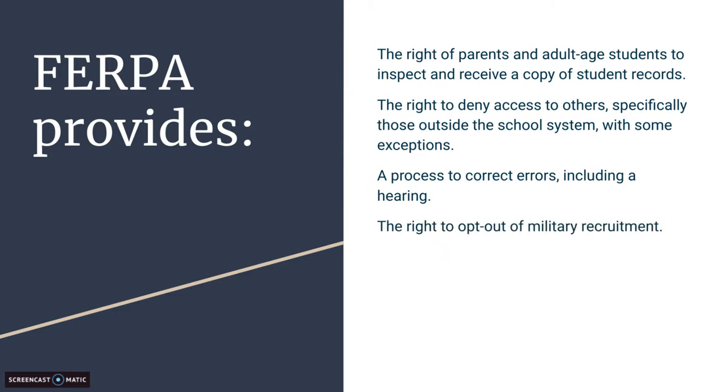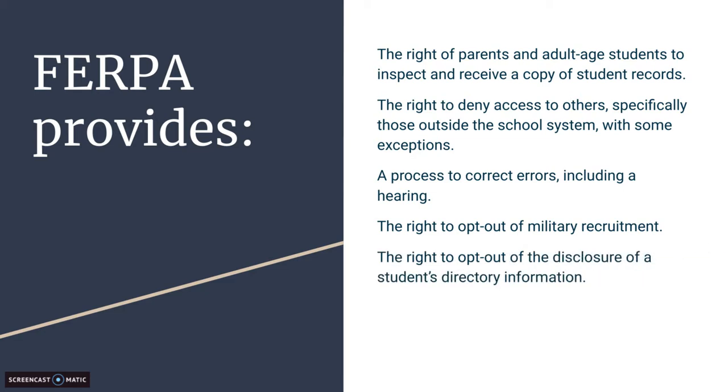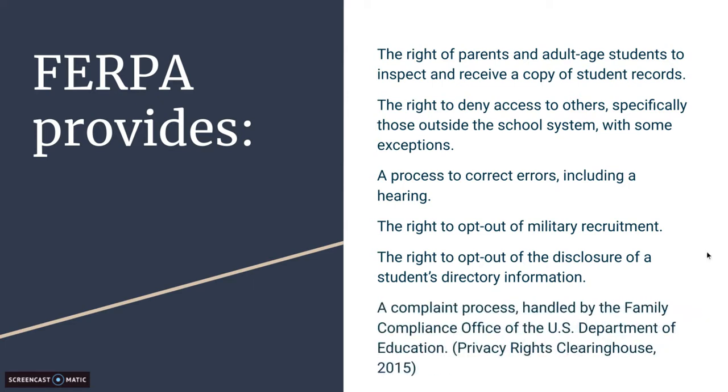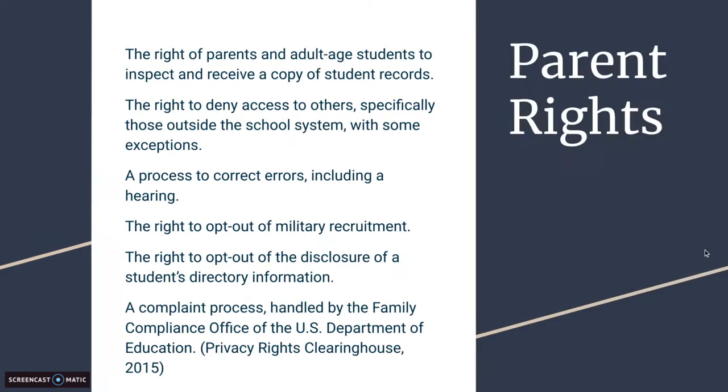It provides the right for parents or adult-age students to opt out of any form of military recruitment, which typically happens at the secondary level. It provides the right to opt out of the disclosure of any sort of directory information that could be provided to families that are members of a school. And finally, it provides a whole complaint process that is handled by the Family Compliance Office, which is a part of the U.S. Department of Education.